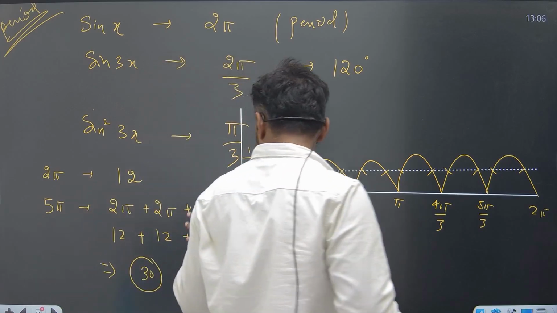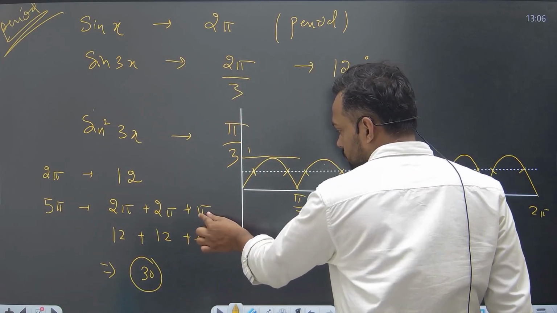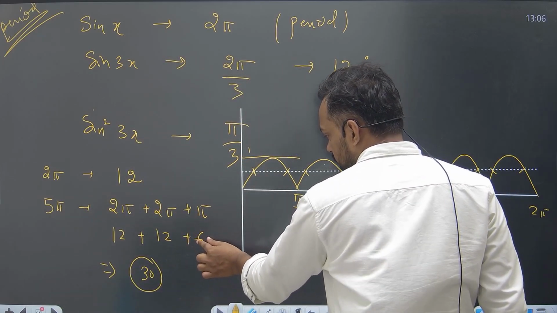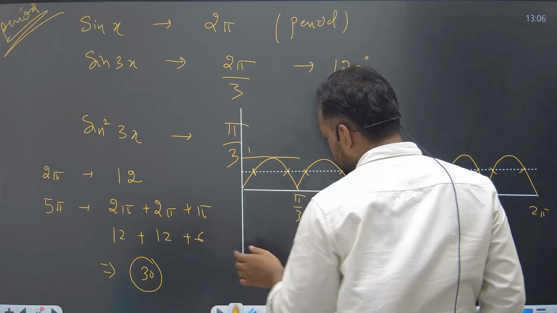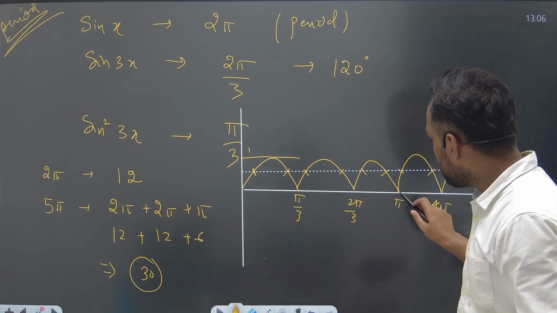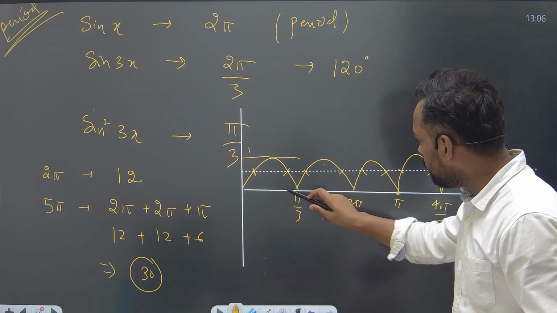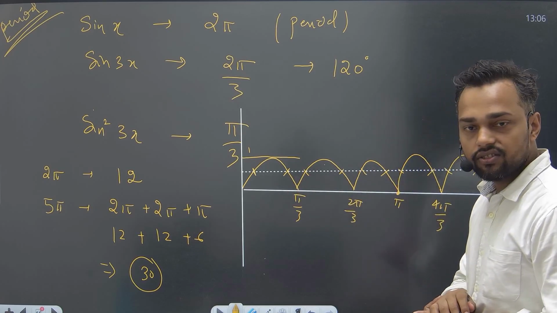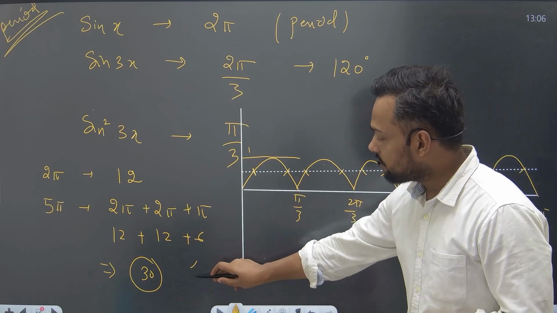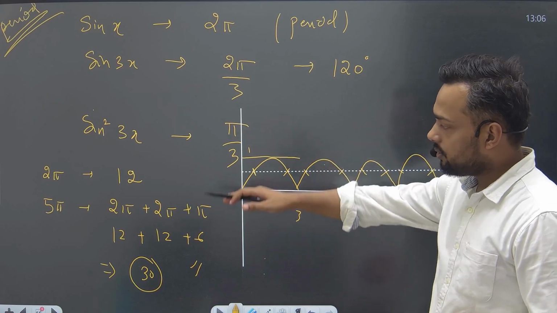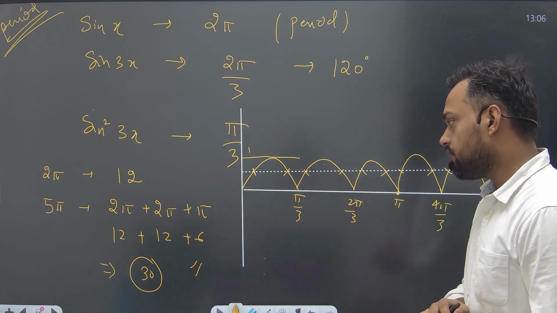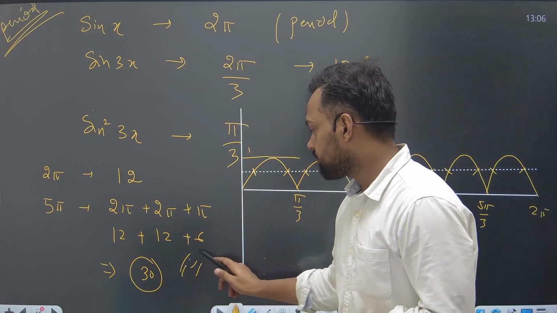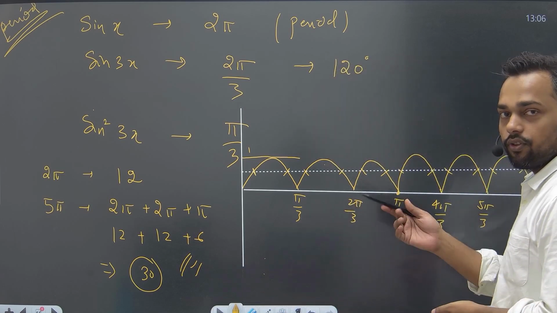Even if you are not able to see how many possible solutions there are for pi, I have directly written 6. I am just making it half. You can see from here to here how many intersections are there. So 1 2 3 4 5 6, 6 intersections are there. So that is why we have calculated it as 6. So the number of solutions possible between 0 to 5 pi will be 30. Okay, this is how we need to do this question.